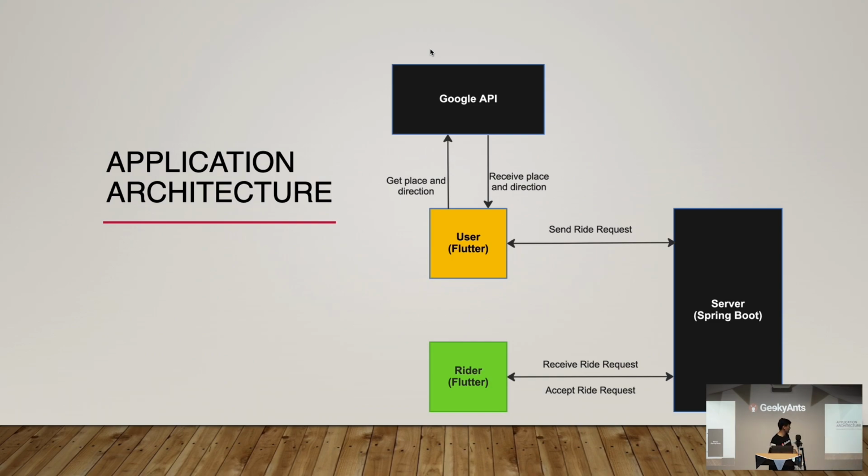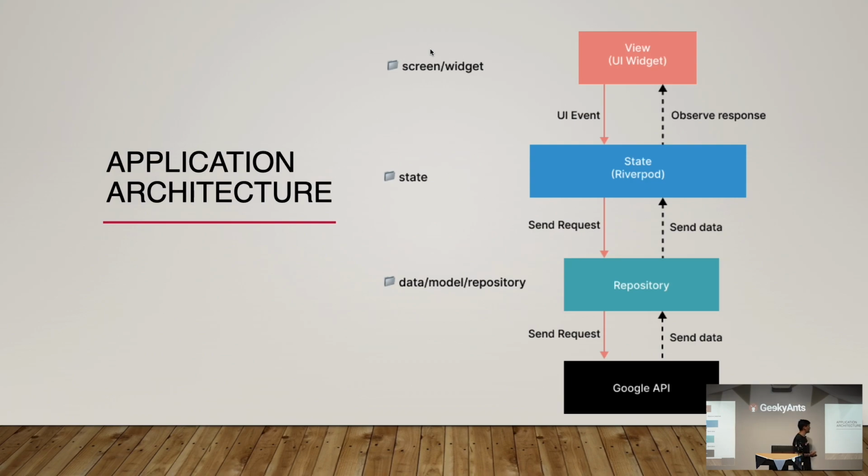Now coming to the next slide, as you can see, this is our project structure. On the top you can see the view, which is the UI screen and widget. Then we will be triggering the event. For state management, we will be using Riverpod. So you can see this is Riverpod. We can also use Provider, Flutter Bloc, or any state management, but we will be using Riverpod.